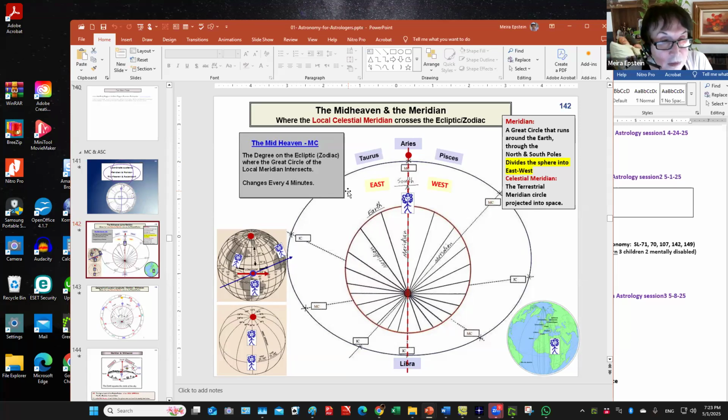And these are not planets. None of these is a planet. They're all a point, an abstract point in space. It's not a planet. There's nothing there. It's the imagination. And this is the midheaven.